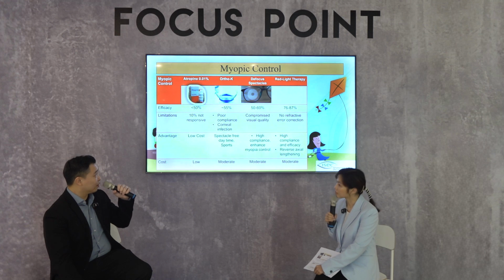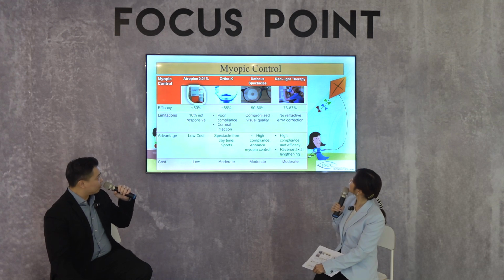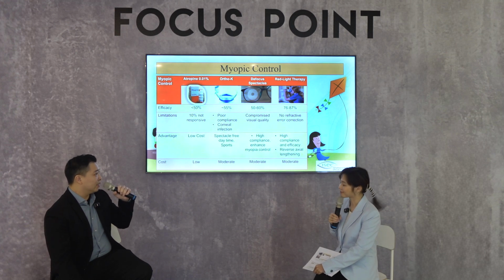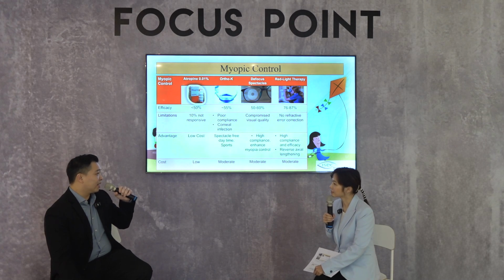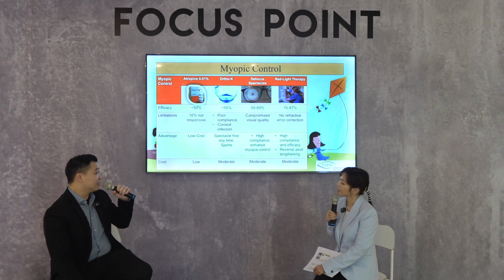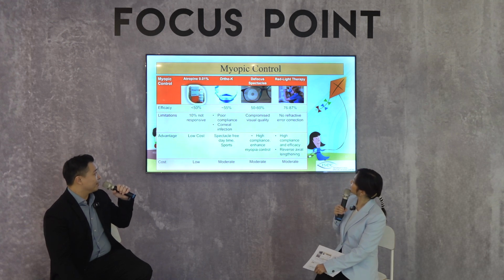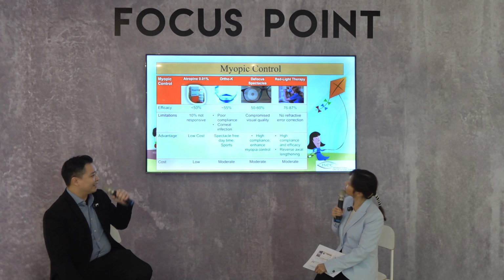And there's a new technology that helps to retard the progression of myopia even further, which is low red light therapy. So by providing a low red light stimulus to a child for 3 minutes, twice a day, 5 times a week, it does help to improve the choroidal circulation, and it also reduces the elongation and myopic progression by 70 to 80%. Yeah.